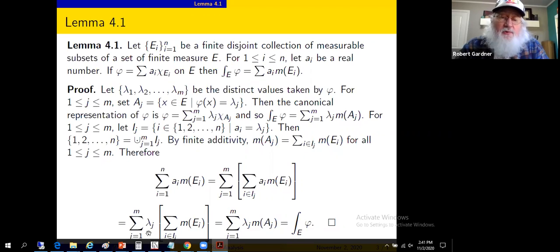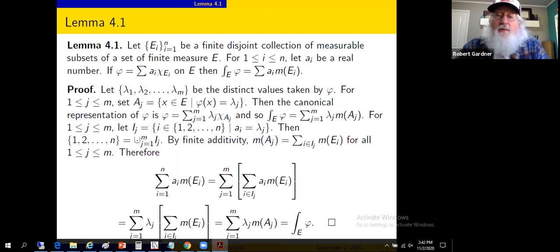So we get a sum from j equals 1 to m of the lambda sub j's. That leaves you with sums of measures of e sub i's as given here. For j equals 1, you get a sum over I sub 1. It's all the little e sub i things that make up A sub 1, for example. And that's why j ranges from 1 to m. As we observed upstairs, these things are precisely the measures of the A sub j's. There's the finite additivity part as explicitly applied here. So I can replace the second thing in square brackets with the measure of A sub j.